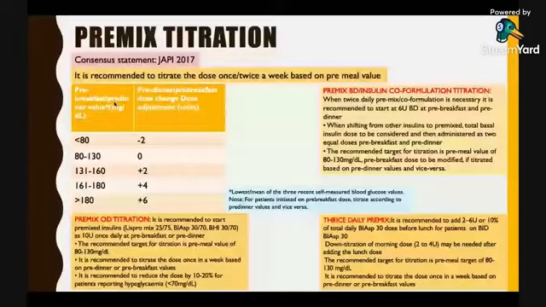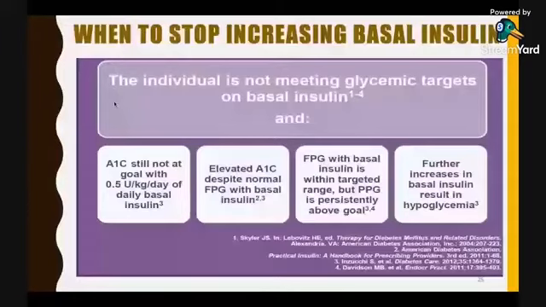So when to stop increasing basal insulin is also very important. If you are not meeting the HbA1c goal even when the dose is reaching about 0.5 unit per kg per day of total daily basal insulin, now they are saying you can go up even further. But just try to understand that if you're not able to meet the target with a very high basal insulin dose, then some problem is there in the postprandial control.